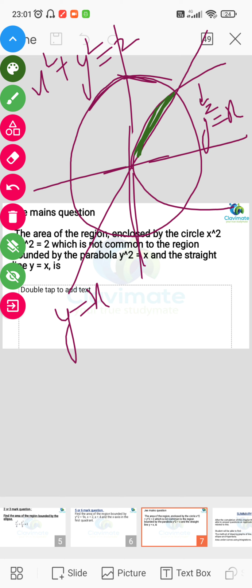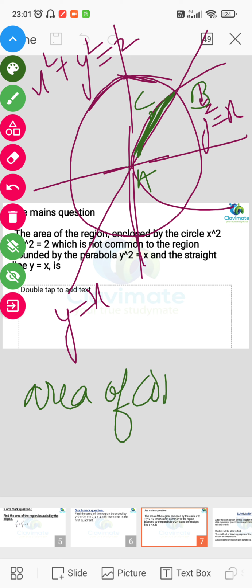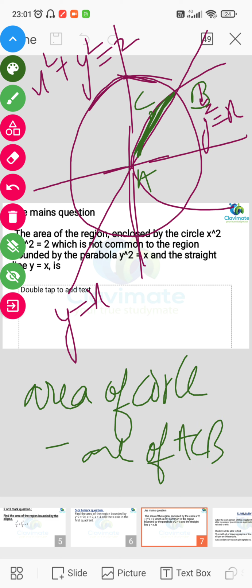If I name it as A, B, and this is C, so if this is ABC, what we have to find is the area of circle minus area of ACB, right? We have to subtract the area of this shaded region, right?